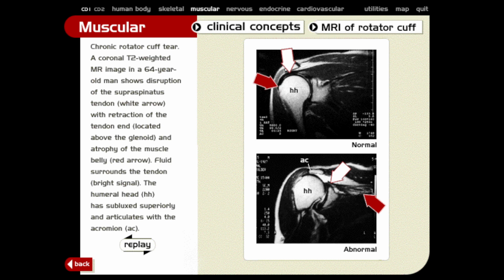Chronic rotator cuff tear. A coronal T2-weighted MR image in a 64-year-old man shows disruption of the supraspinatus tendon, white arrow, with retraction of the tendon end, located above the glenoid, and atrophy of the muscle belly, red arrow. Fluid surrounds the tendon, bright signal. The humeral head, HH, has subluxed superiorly and articulates with the acromion, AC.